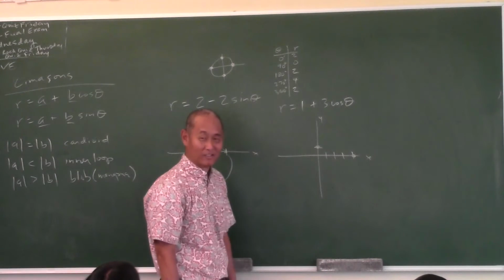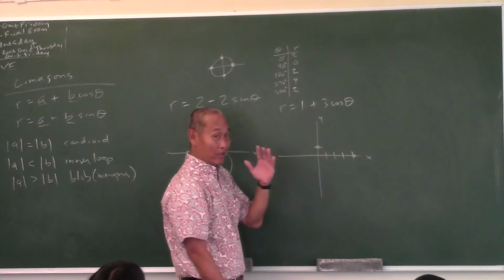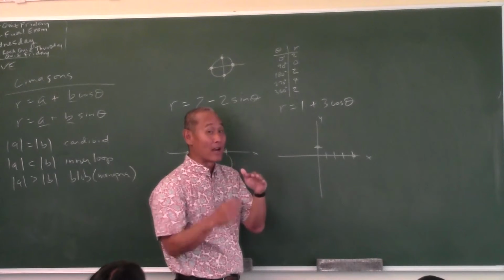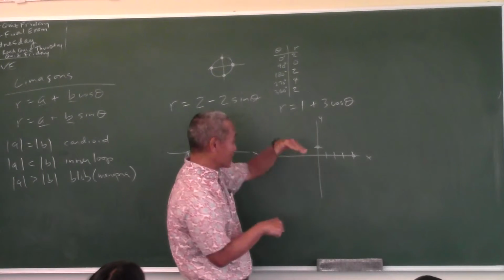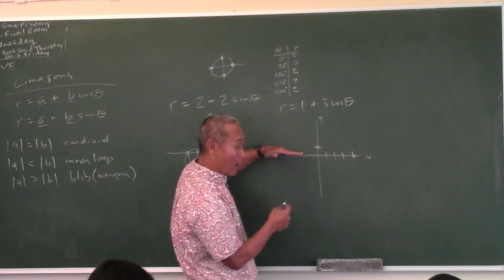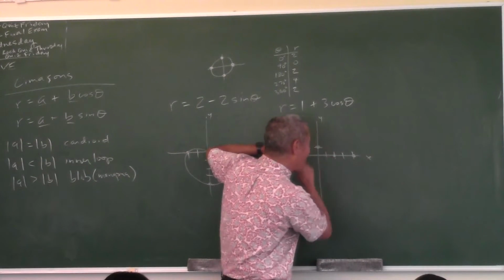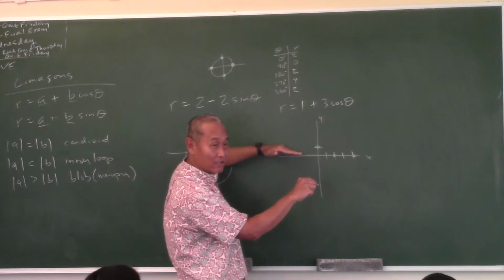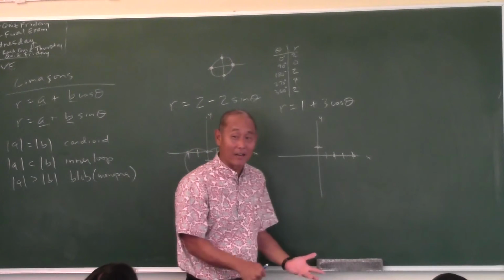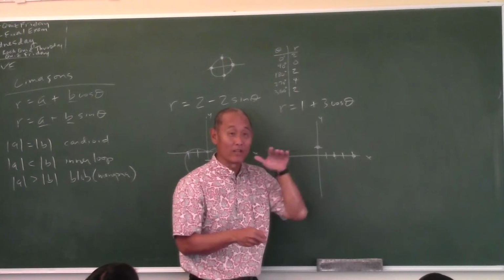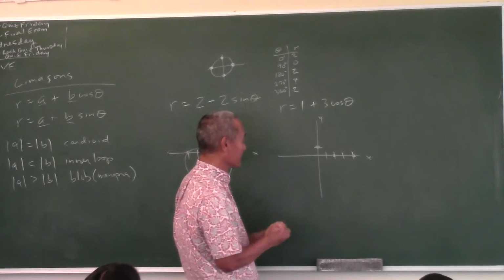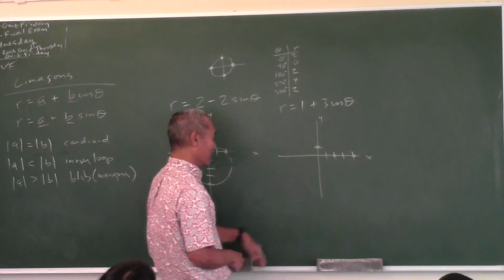Negative 2, 1 plus... Now, when r is negative, remember, you gotta go on the opposite side of the angle. So at 180 degrees, r is negative 2, so you gotta go 2 units in the opposite direction. We learned that already. When r is negative, you go in the opposite direction of the angle. Maybe we do need to make this chart.